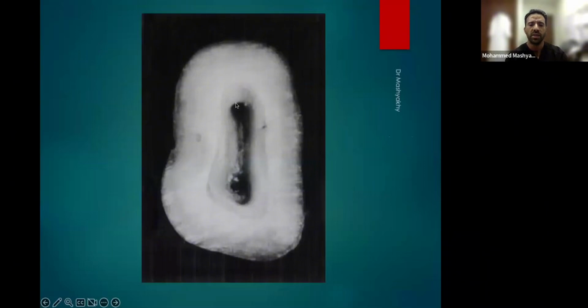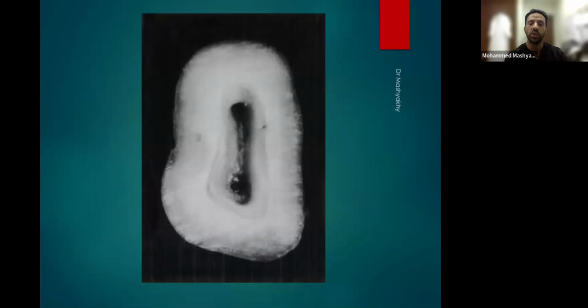The law of centrality means the root canal system is always in the center of the tooth. So if you have a cross section of the tooth, you will find the root canal system in the middle. The other thing: the root canal system and orifices start at the cemento-enamel junction level.